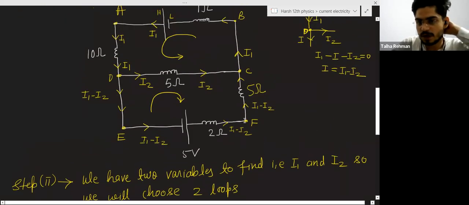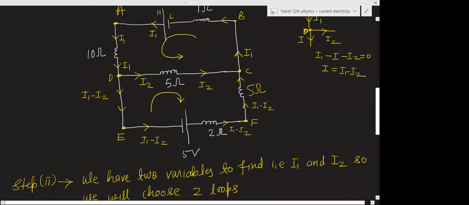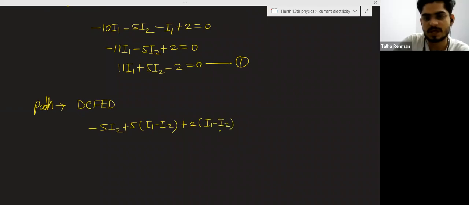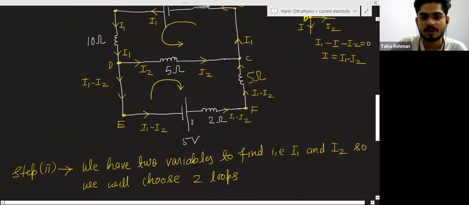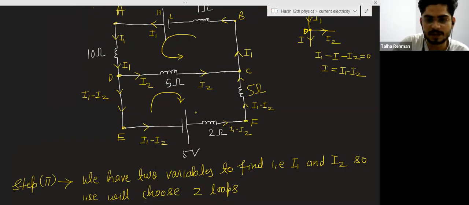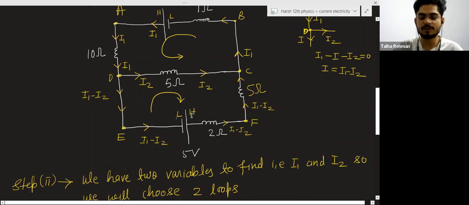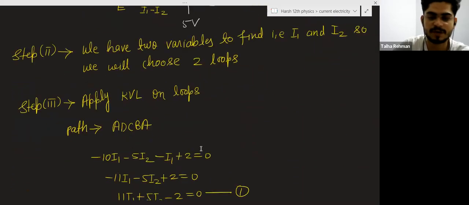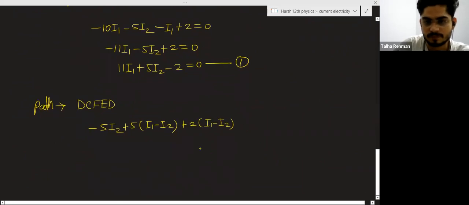Okay. Now we are moving again in the opposite direction of current. So here also we will take plus 2 times (I1 minus I2). Now from here, this is the higher terminal, this is the lower terminal. Higher to lower, you will write minus 5. And this will equal 0.